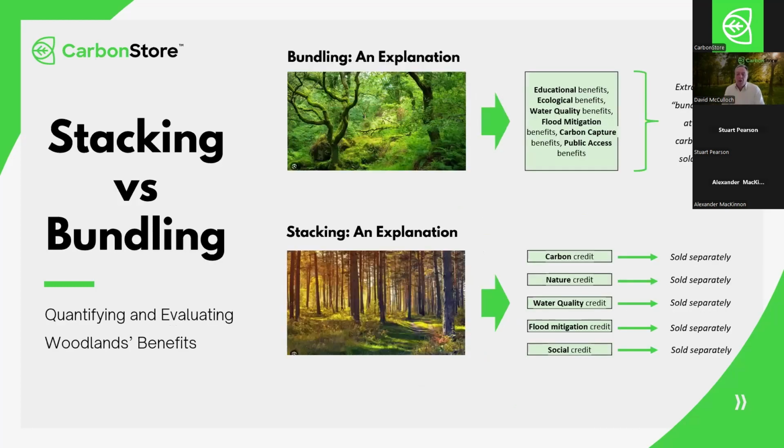So this introduces the concepts of stacking and bundling, which represent 2 different approaches to quantifying and evaluating the various benefits associated with woodland creation. Charities and third sector organisations have adopted the approach of bundling. They have aggregated all the social, ecological, and hydrological benefits of their woodland creation projects, wrapped them into the carbon credit, and then sold them as one supercharged credit.